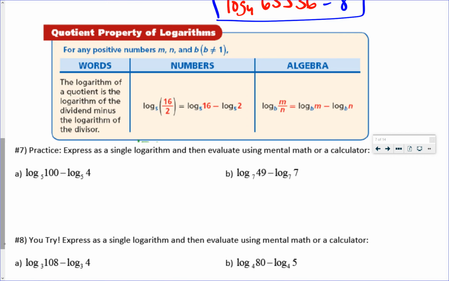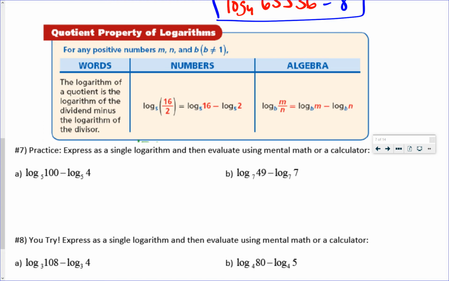Which one's the top? Yeah. Look for number 7. Number 7 will show you which one is the top. So this one is telling me that if I have a log by itself and I have two numbers being divided, I can separate them with a minus sign this time. As long as each log has the same base. All right. So pick the one that works for you the best. Give you a second to write it down.